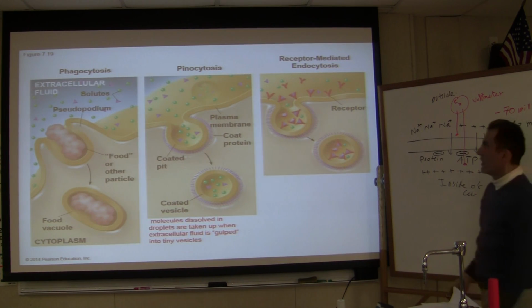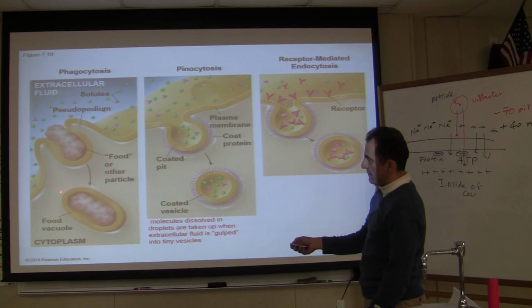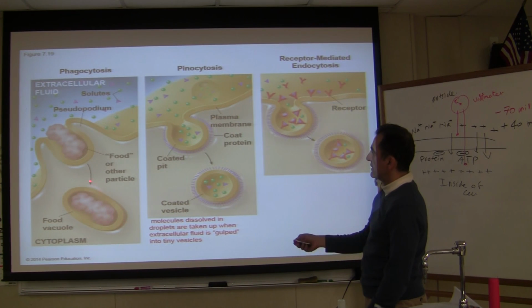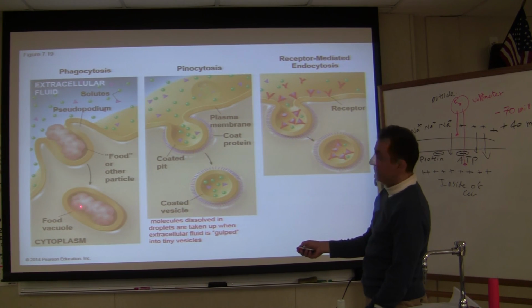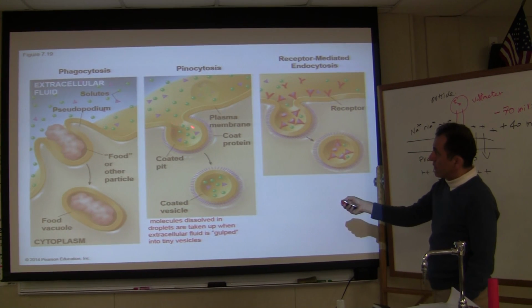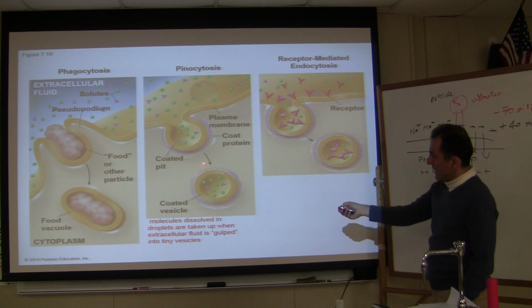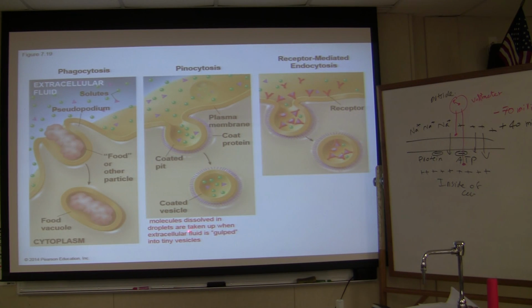Here they are, a few of them. Phagocytosis, a picture of it: a cell membrane is formed around it as a vesicle and goes inside of the cell, and it will fuse with lysosome, which breaks it up. Pinocytosis, when you have a lot of fluid, in that fluid you have some ions, and then a cell membrane is formed around it. What did I write down? Molecules dissolved in droplets are taken up when extracellular fluid is gulped into tiny vesicles.